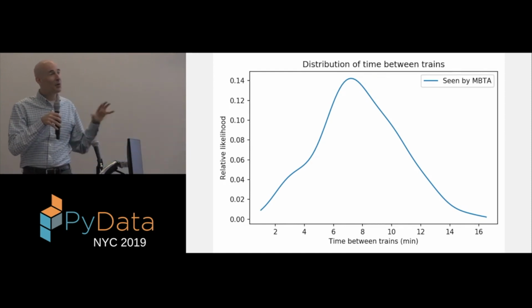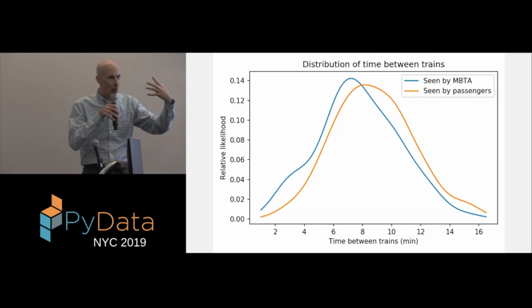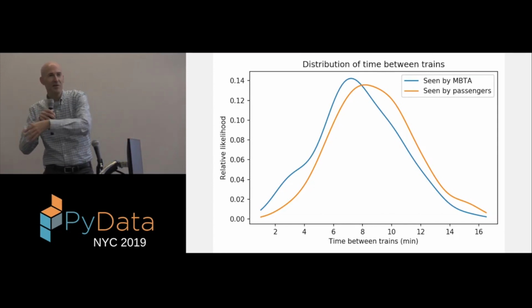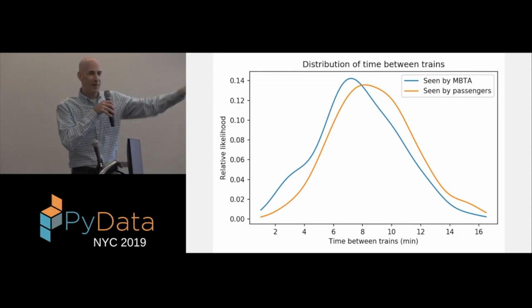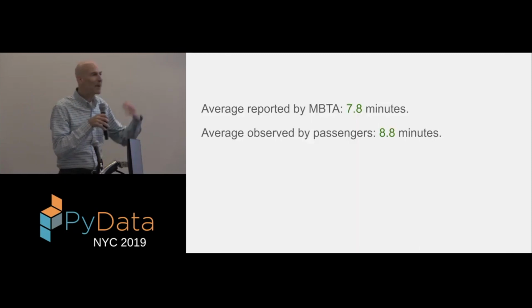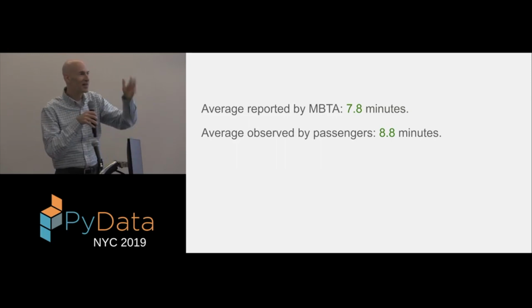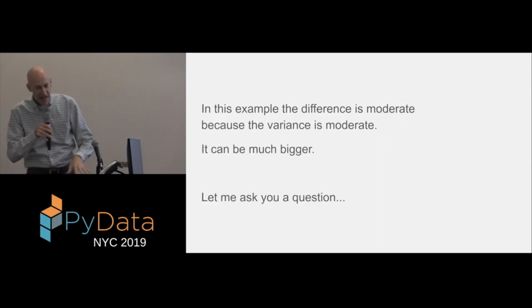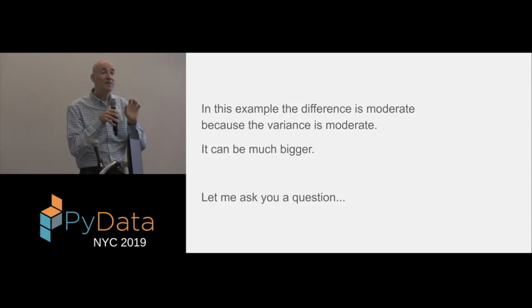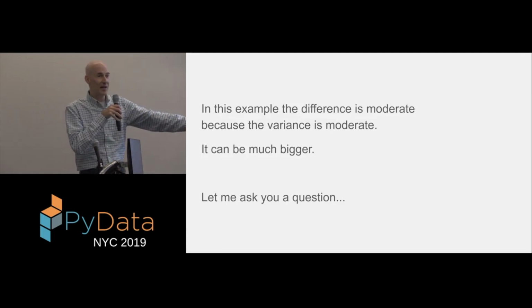But if you're a passenger and you arrive at a random interval, this is what you see. And I did this the same way. By weighted resampling of the unbiased distribution, I got the orange biased distribution. So it's shifted off to the right. And sure enough, the MBTA will insist that the average is 7.8 minutes, and passengers will insist that their average is longer, and they are both correct. They are just averaging over different things. Now, in this case, the difference is not huge because the variance is not huge. As the variance gets bigger, the effect of this biasing gets much bigger.